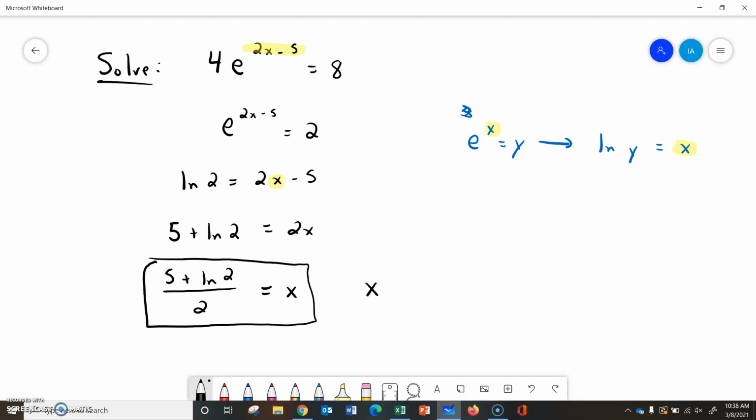And if you want to calculate an approximation, let's see if we can do that. 5 plus natural log of 2, divide that by 2, it looks like it'd be about 2.8466. So depending on whether you need an exact answer or an approximation, you got choices there.